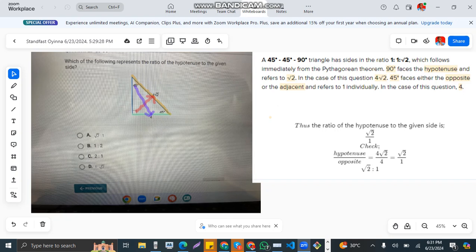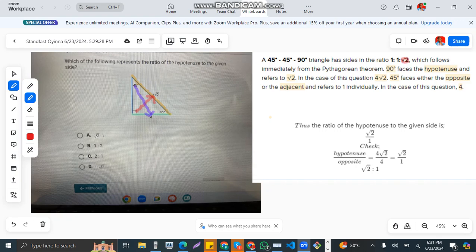Now, having seen that, if you are going by the 45 to 45 to 90 degrees triangle, the first 45 is represented by 1 in this ratio. The other 45 is represented by this other 1 in the ratio, and finally the 90 degrees is represented by this root 2 that I'm highlighting.